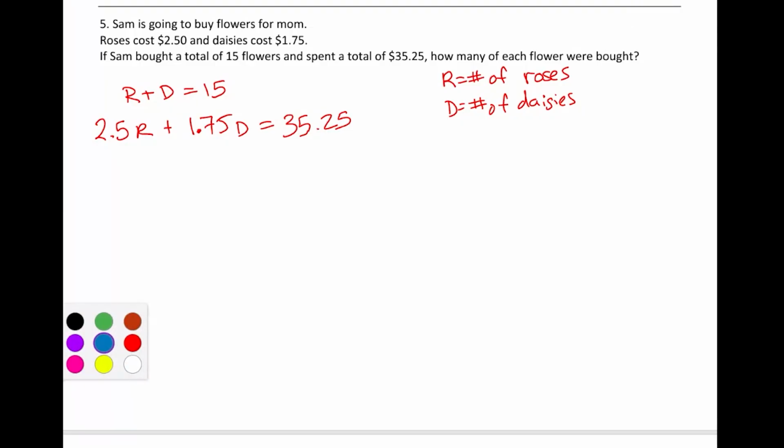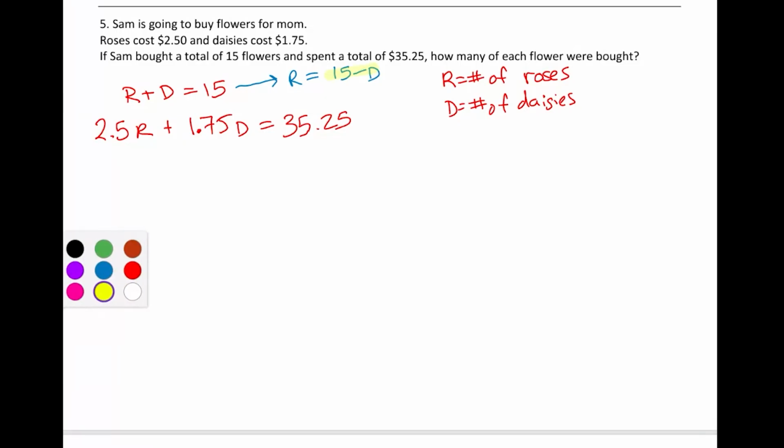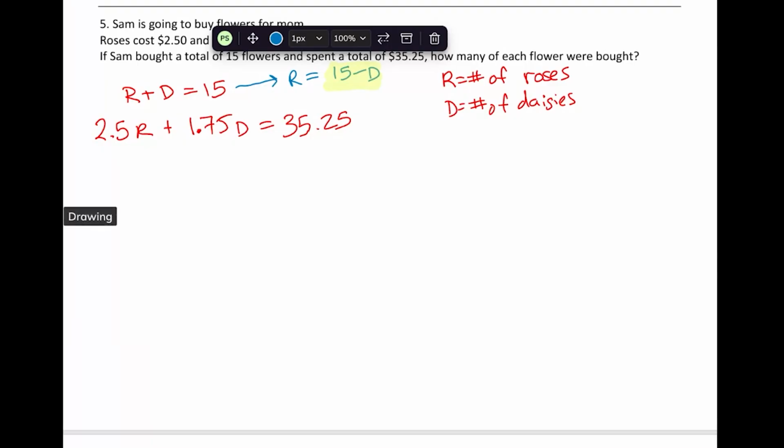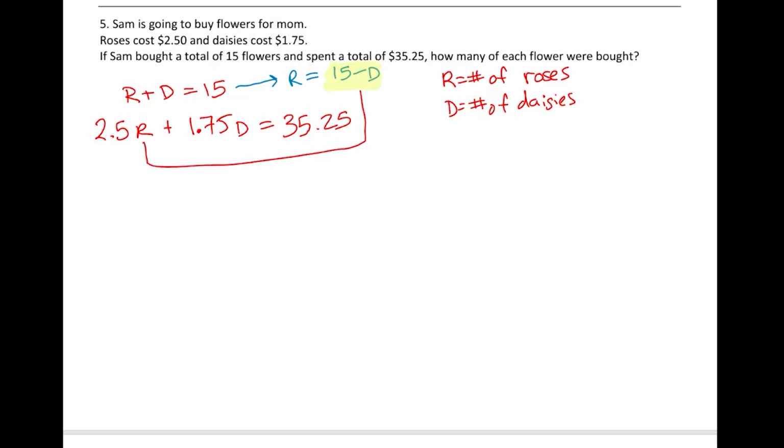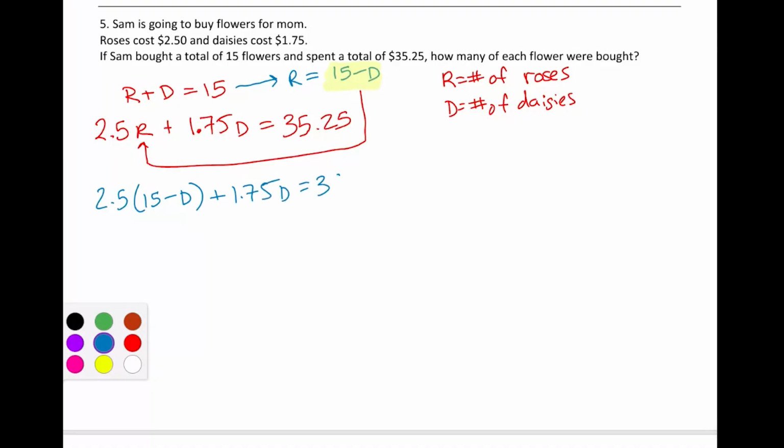So it doesn't really matter here which one you want to solve for first. I guess I'll just go for R. So I'm going to say R equals 15 minus D. I guess this is going to end up finding the daisies first, now I think about it, but that's okay. We'll just go with that. We're going to take this 15 minus D and substitute that in for R right here. So I'll rewrite this as 2.5 times 15 minus D plus 1.75D equals 35.25.